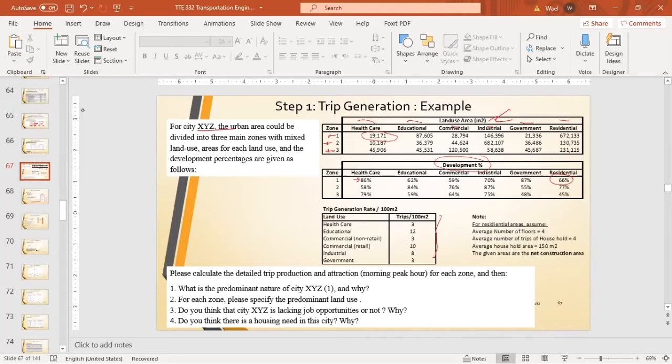The given areas are the net construction area, so these are the net construction area for housing. What's required is to calculate the trip production and attraction in the morning peak hour for each zone. Then we need to answer these questions. So let's start by making our calculation for the production and attraction of these trips for each zone. We're going to solve this on the whiteboard.